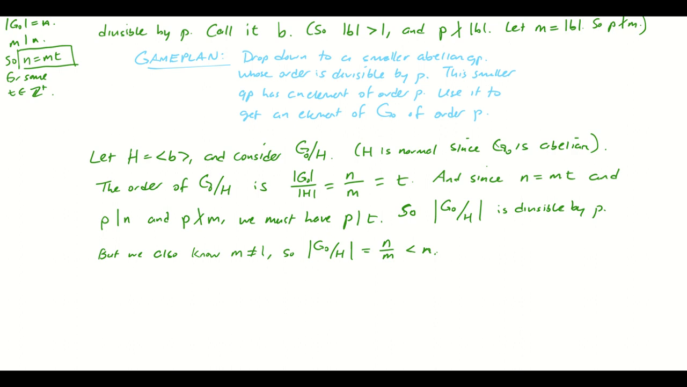One thing I need to mention, though, we know G naught mod H is abelian. In order to use this minimality assumption, I'm going to have to know that my smaller group is abelian. It's abelian because for any x and y in G naught, I can take these cosets xH times yH. That's equal to xy times H. That's the definition of coset multiplication. And that's the same as yH times xH.